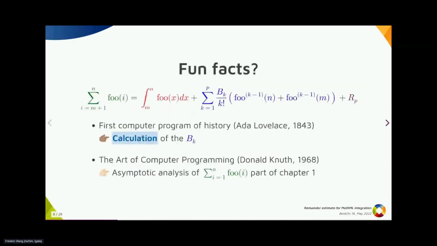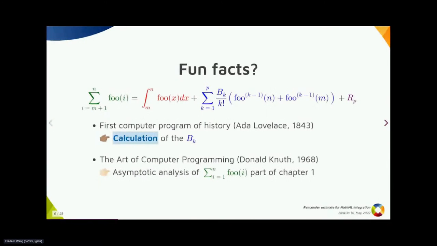So these questions will be addressed in this breakout session. But before that, I just want to digress a bit and mention two fun facts. First, what is often considered the first computer program in history was actually about calculating these Bernoulli numbers B_k that are displayed in this formula. And second, in the first volume of The Art of Computer Programming, the Euler-Maclaurin formula is described as a basic concept for asymptotic analysis.